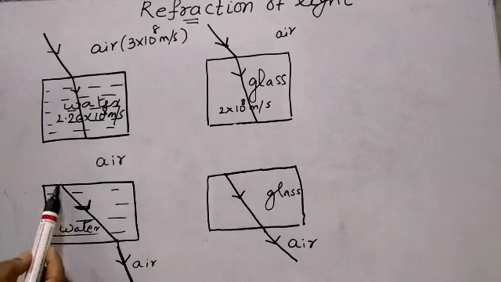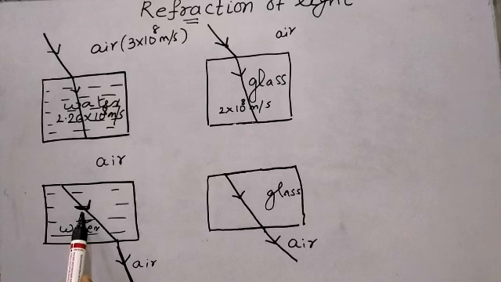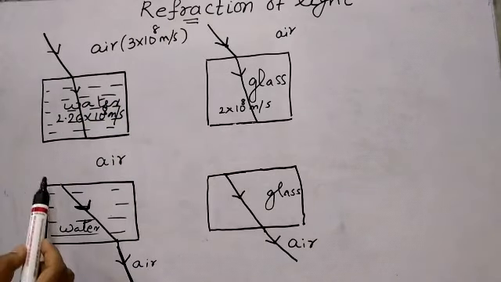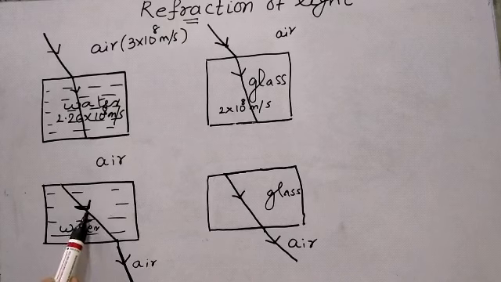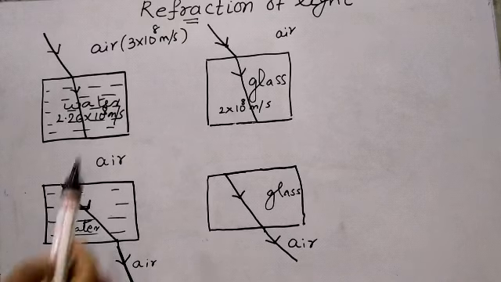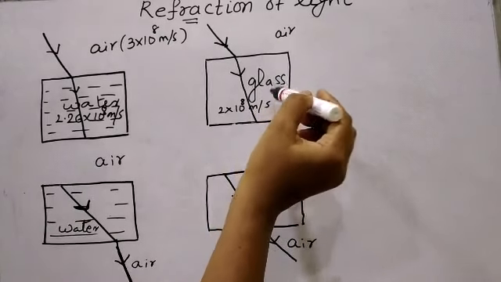Similarly, when the ray of light is traveling through water, what is the speed? 2.26 into 10 raised to 8 meters per second. But as soon as it enters air, its velocity increases. It becomes 3 into 10 raised to 8 meters per second. So what happens when the ray of light moves from one medium to another medium? It changes its direction.